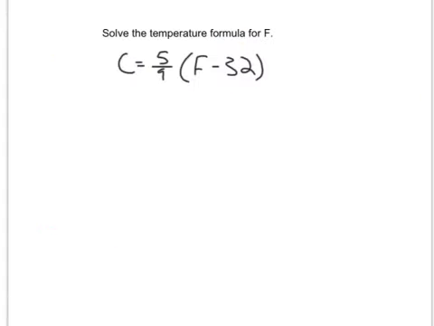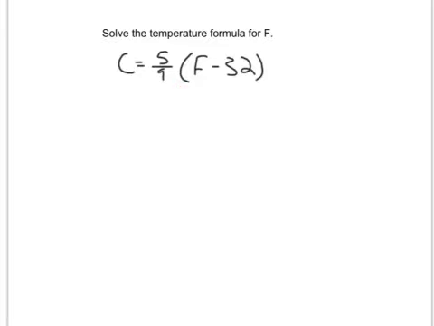Alright, so this example says we're going to solve the temperature formula for F. The temperature formula means Celsius equals 5/9 times Fahrenheit minus 32 degrees. That's how you can always find Celsius temperature. That's the formula for finding Celsius temperature if you knew what Fahrenheit was. Now what they're telling us is we want to find a formula for the Fahrenheit temperature, assuming we knew what Celsius was. So we want to get this F all by itself right here.